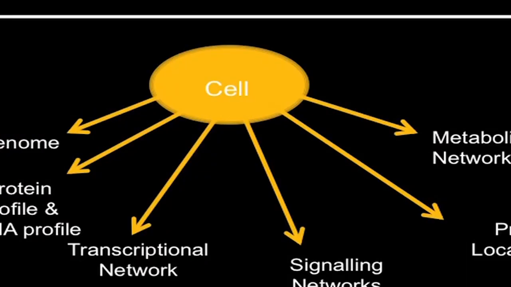If you are studying a cell and its systemic behavior, you need to look at the genome, its transcriptome profile, proteome profile, how protein-DNA and different transcriptional networks are altered, protein-protein signaling networks, multimeric complexes, etc. We need to know how they are formed, how protein is localized, the intracellular dynamics and metabolic networks. These are the vital entities of studying systems biology.